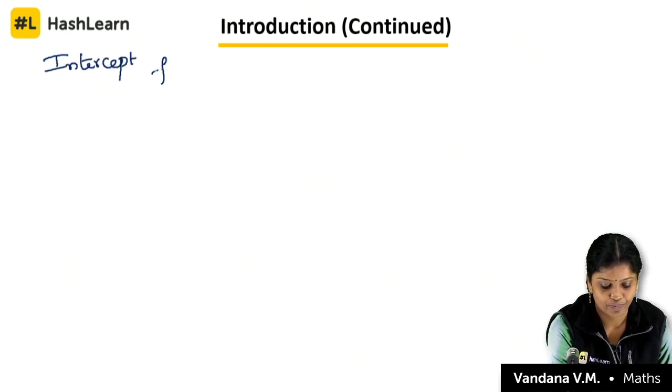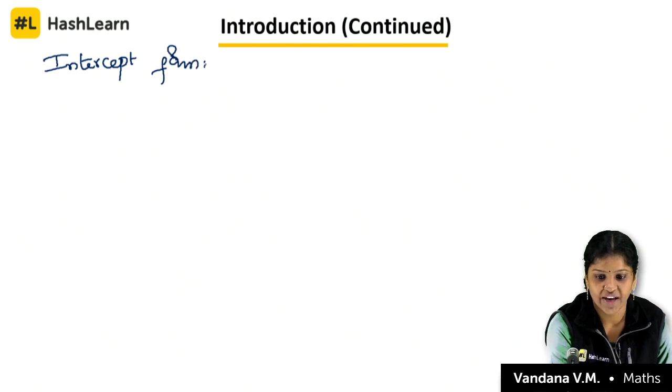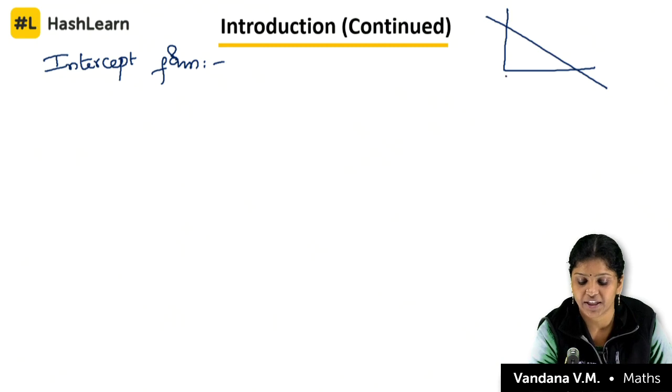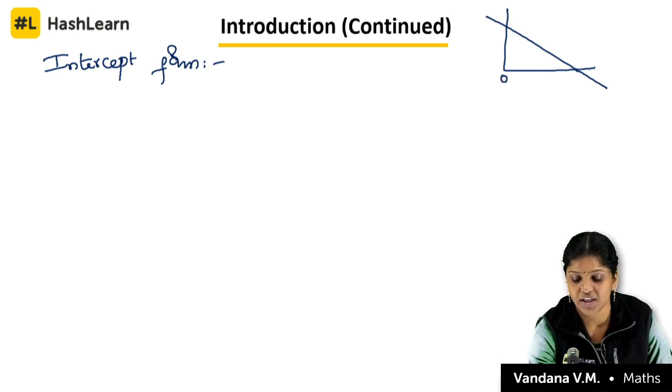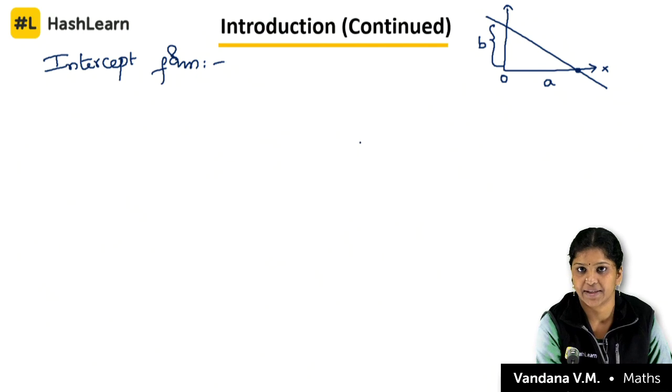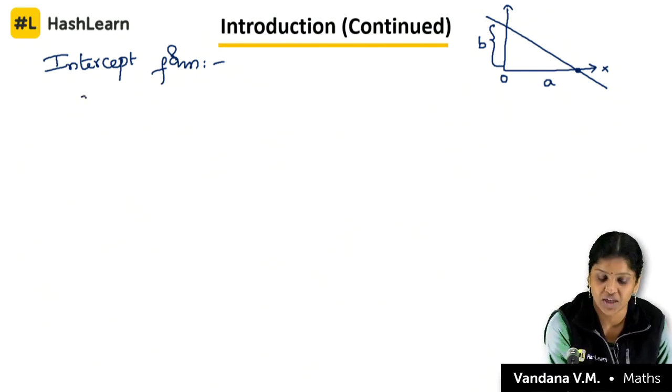Intercept form. When we are given the x-intercept and the y-intercept, intercept means the distance from the origin to the x-axis is the x-intercept. From the origin to the y-axis, the distance is called the y-intercept. Whenever we are given these values, how do we write the equation?